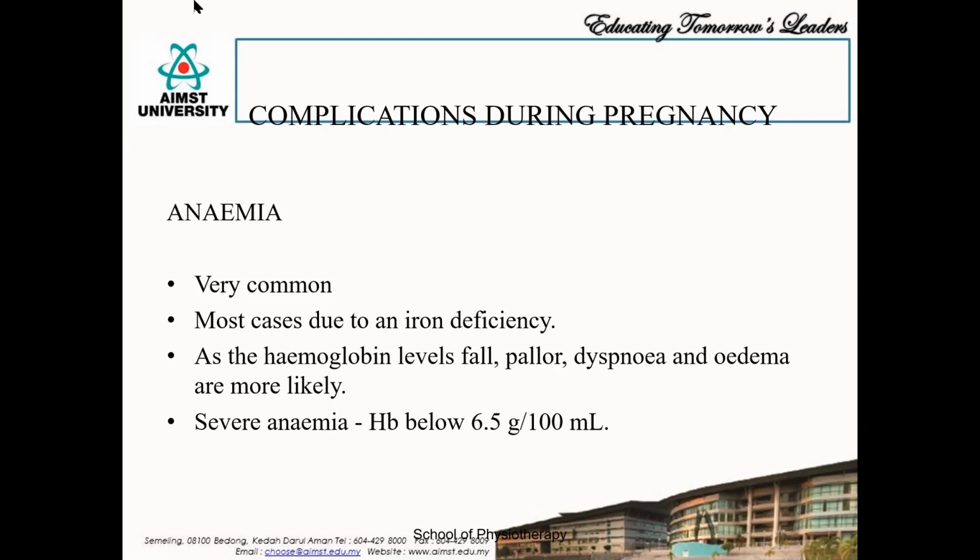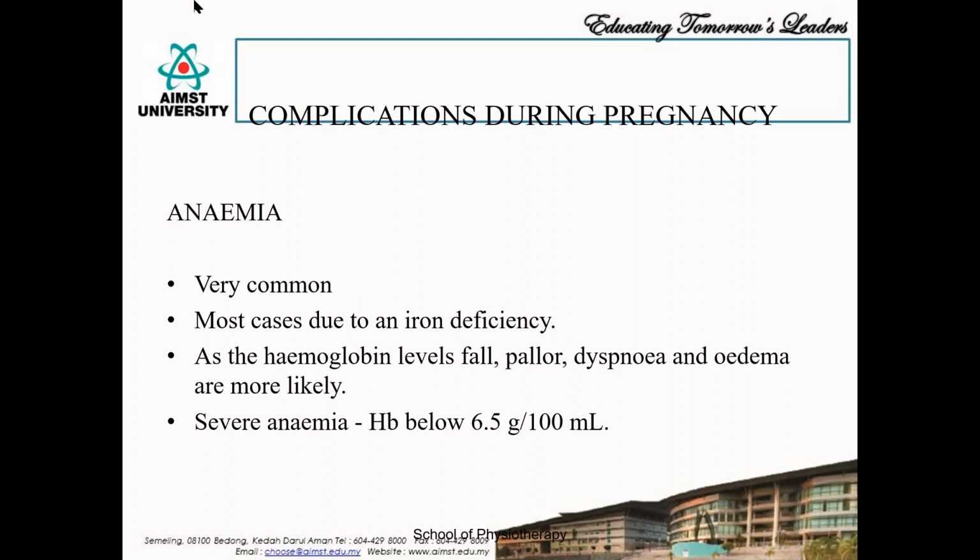Most of the time, pregnancy leads to a reduction in iron, because the baby absorbs a lot of iron from the mother's body. This reduces the iron in the mother's body, and that is called anemia. The normal hemoglobin level should be around 11 to 13 in women. For men, it will be around 16. Anything lesser than that is called anemia.